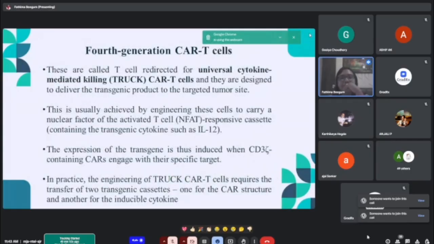Coming to the fourth generation, it is very important. Universal cytokine-mediated killing. It is now used for all the blood cancers and autoimmune diseases; the majority of the time we are using these TRUCK CAR cells because cytokine-mediated killing is there. It is commonly used. And also an NFAT-attached domain will be there, and that mediates it. And the TRUCK CAR-T is the well-known one used for the majority of blood cancers.